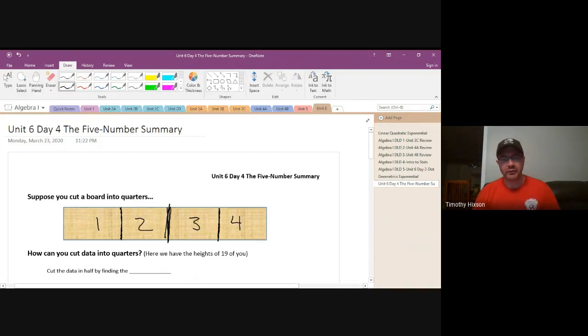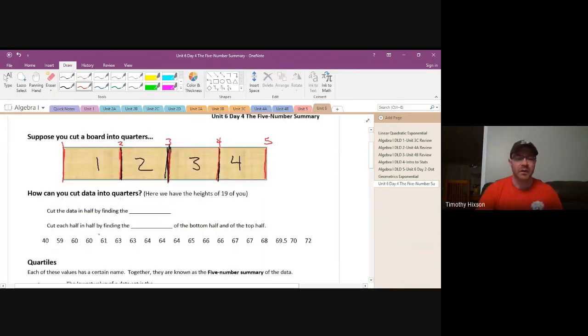But I don't necessarily want to look at the pieces themselves. I want to focus more on how many ends our boards would have. We'd have one there. We'd have a second one here where we made that cut. We'd have a third one here, a fourth one here. And then, of course, the other end of the original board would be our fifth one right here. And what we're going to see as we look at data is how to cut data into quarters. There are actually going to be 5 different values that divide our data into quarters.